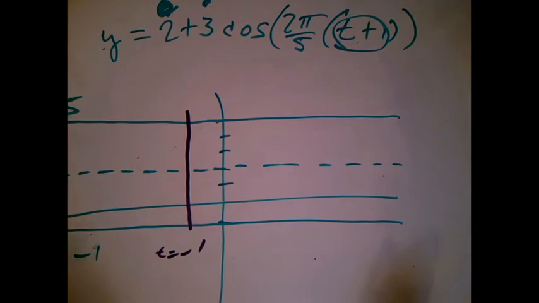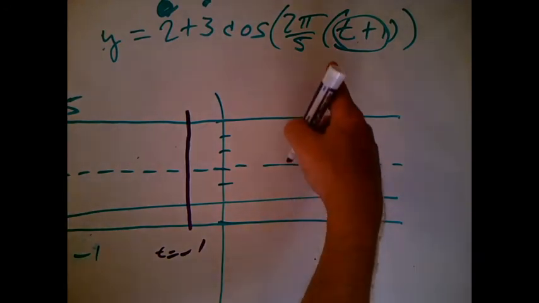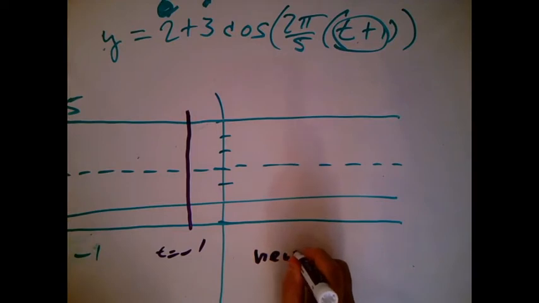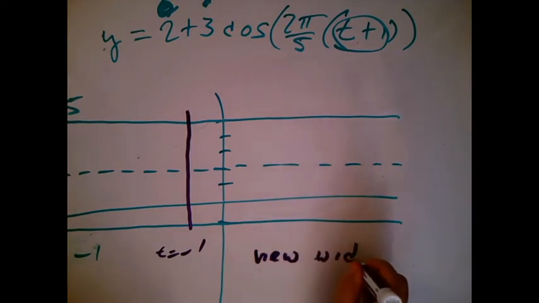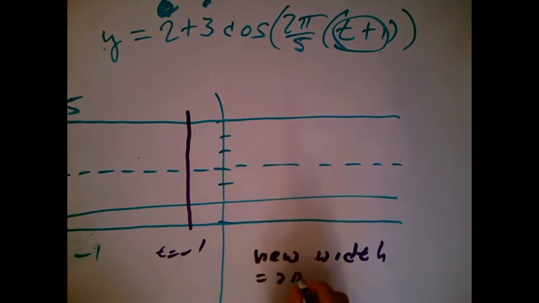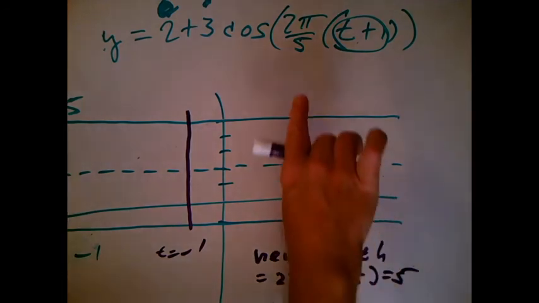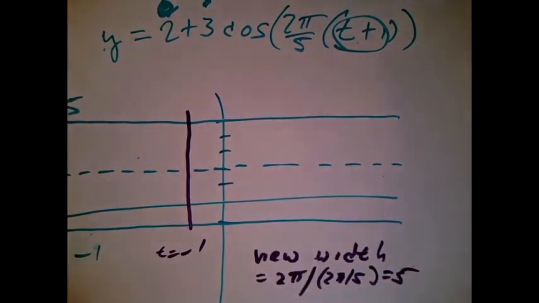Now to finish drawing the frame, I need to find the right-hand side. But what I need to do first is to find the width. And from what we get up here, because this is always the way it works, the new width is going to be 2 pi over c. So in this case, that's 2 pi over 5. And weirdly enough, we get 5. That's typical, by the way. When this number is weird, you usually get a nice width.